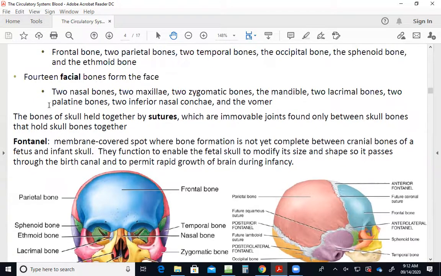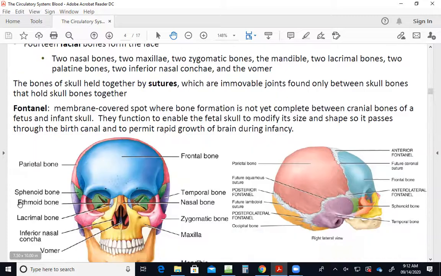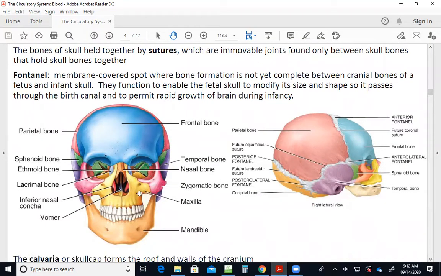Our facial bones, these have no contact whatsoever with the brain. Instead, they form our face, hence the name facial. Includes the two nasals, two maxilla, which are your upper jaw bones, two zygomatics, which are your cheeks. In your eye socket, you have two tiny little, what we call lacrimal bones, singular mandible. You can't see, but inside your mouth, the roof of your mouth is formed by two palatines.